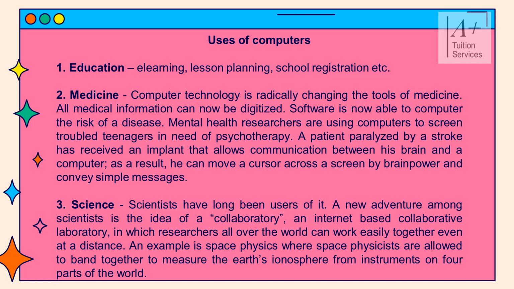An example is space physics, where space physicists are allowed to band together to measure the Earth's inner sphere from instruments in 4 parts of the world. So computers allow scientists now to record data and to operate machinery that could otherwise take one man almost a decade to gather this type of information.